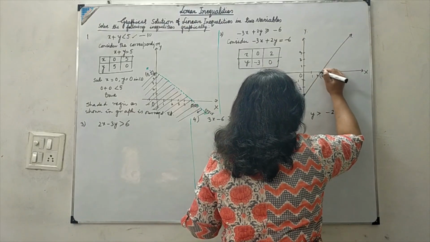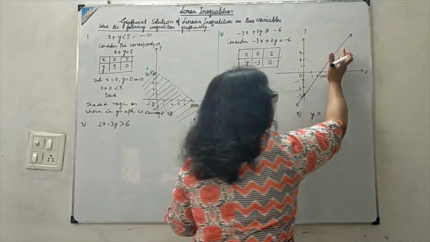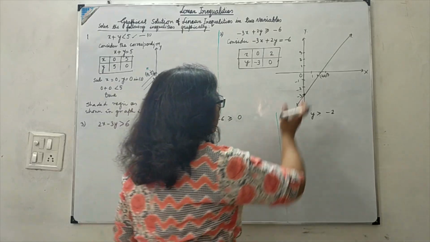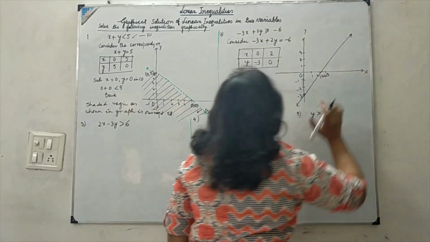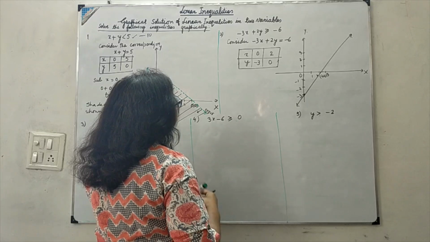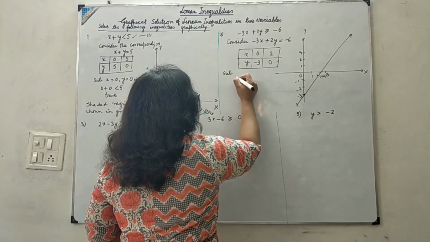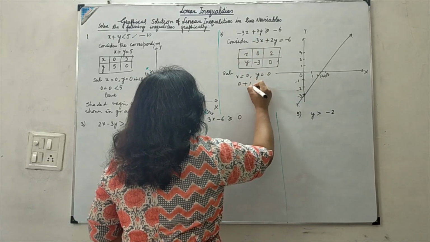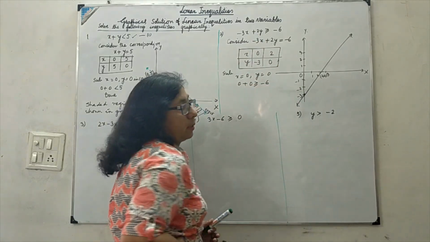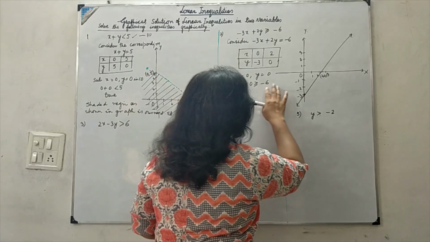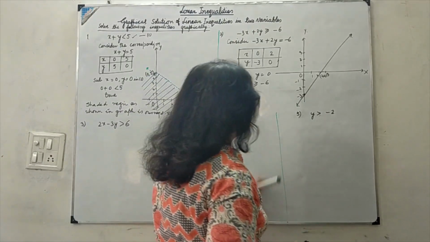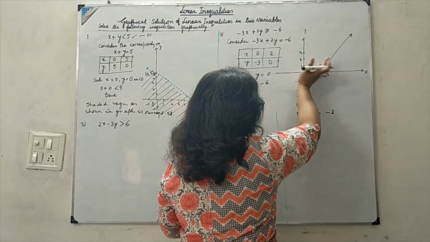Now again, it is dividing the whole region into 2 parts, this half plane and the upper one. Whether this half plane is our solution or that one, we have to check. For that, I will substitute x as 0 and y as 0. This is 0 plus 0 greater than or equal to minus 6. As you know, 0 is greater than any negative number, so again it is true. The region which has the origin is our required part.